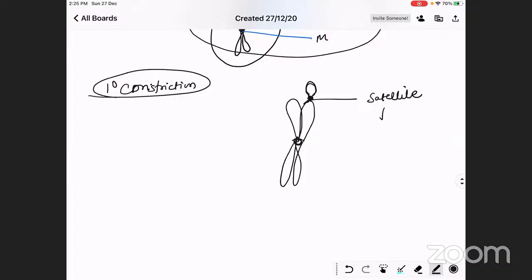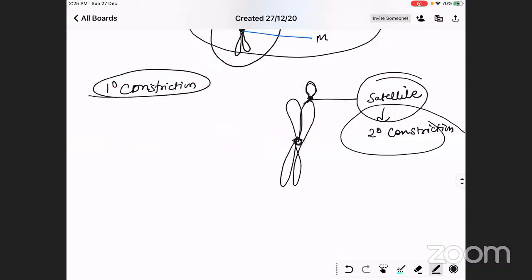So primary and secondary constriction. So what is the satellite? Satellite is nothing but a secondary constriction. So if someone asks you what is the satellite, in case of the chromosome, not in every case, but in case of the chromosome, satellite is just a secondary constriction on the chromosome. That's all. Okay, so it is about the types of centromere on the basis of location.